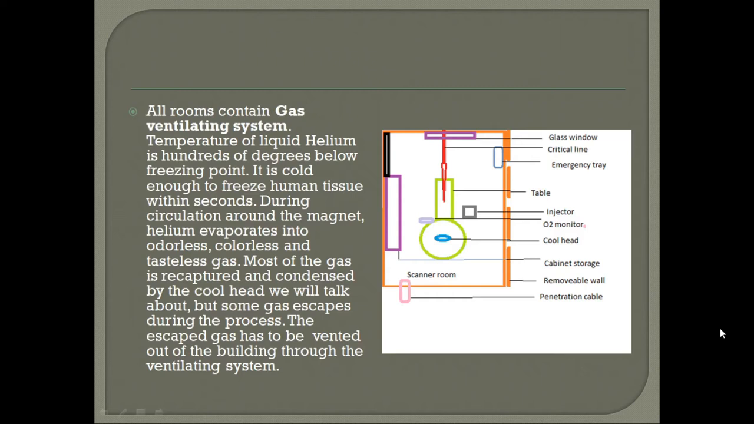All the rooms also contain a gas ventilating system. Once again, if any helium evaporates, the temperature of the liquid helium, being hundreds of degrees below the freezing point, is cold enough to freeze any human tissue within seconds. During circulation around the magnet, helium evaporates into odorless and colorless gases. Most of the gas is recaptured and condensed by the cold head. But some gas escapes during the process. The escaped gas has to be vented out of the building through the special gas ventilating system.